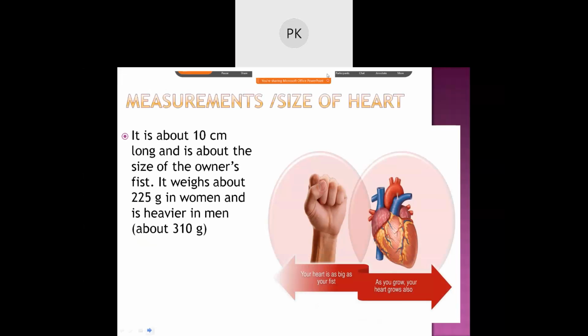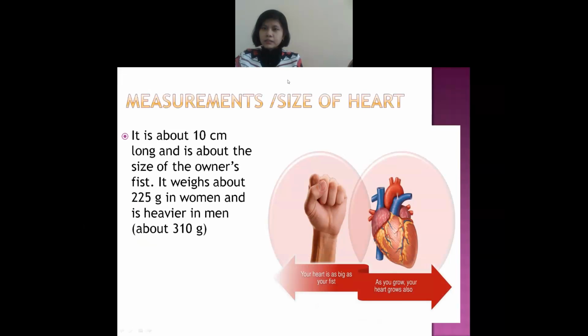The heart is a roughly cone-shaped hollow muscular organ about the size of a fist. It's about 10 centimeters long and it's about the size of one's fist. It weighs about 225 gram in women and is heavier in men, about 310 gram.